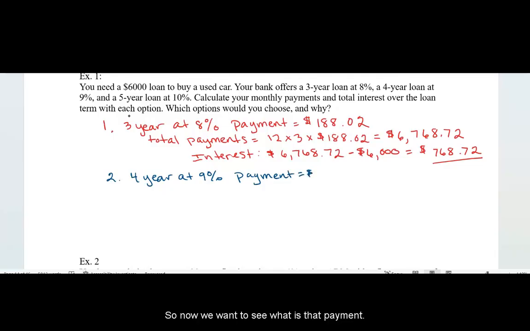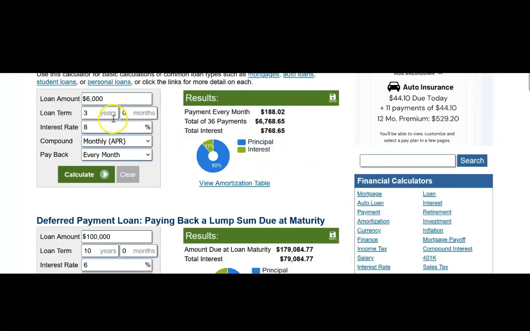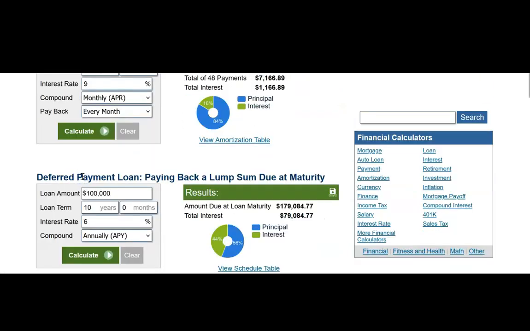So now we want to see what that payment is. We're going to go back to calculator.net. The loan amount is not changing. You're borrowing $6,000. We just have to look at the different options depending on how many years. So now this is 4 years at 9% interest. Click calculate. And here you have your payment, $149.31.